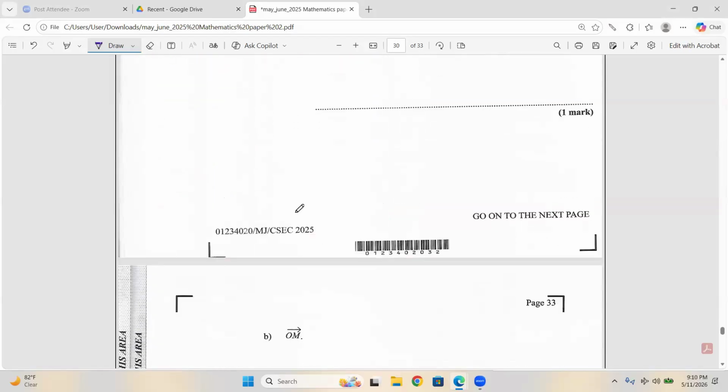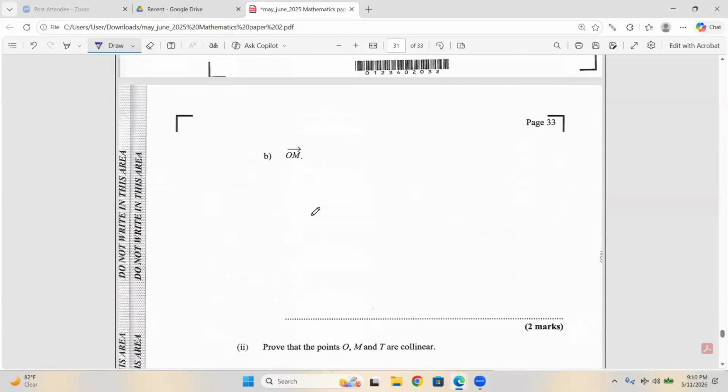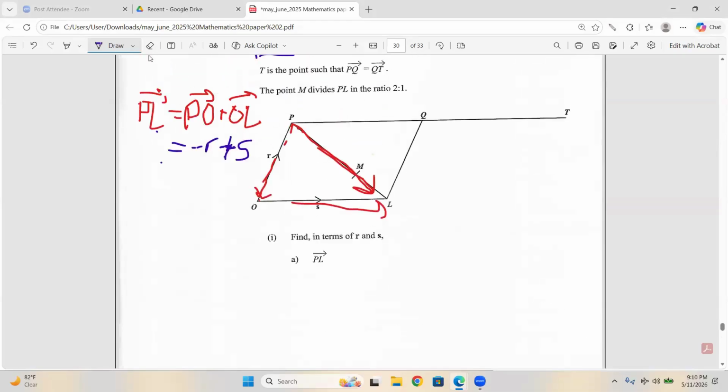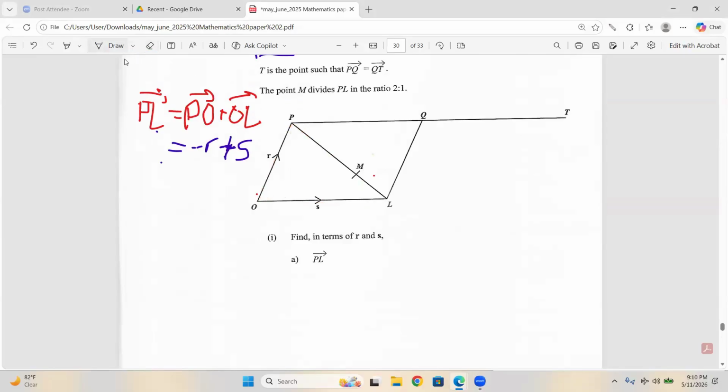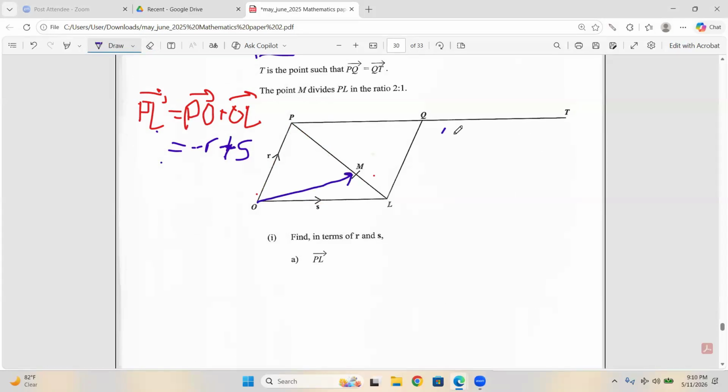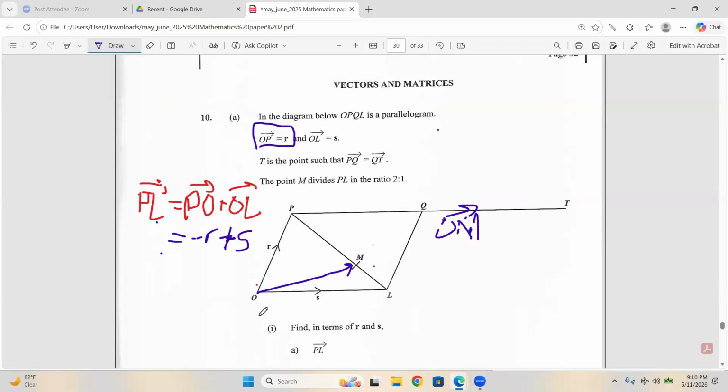Anyways, the next one, we have OM. Where is OM? We have to connect that. We could go from O to P and then from P to M, or we could go from O to L and L to M. Which one should I do? Well, which one do I know? I definitely know OP. I also know OL.